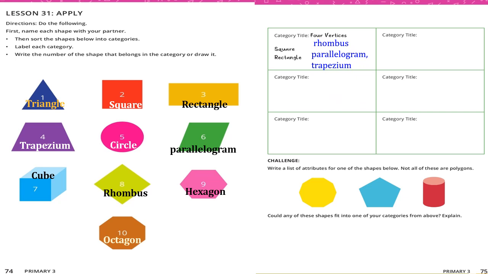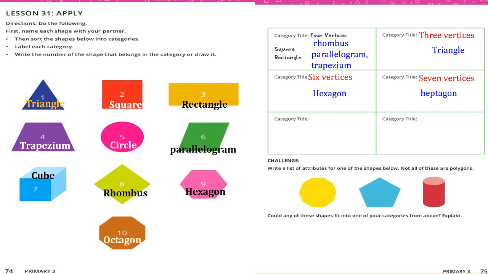Rhombus, parallelogram, and trapezoid. All of them have 4 vertices. The next category is 3 vertices that has triangle. The next category is 6 vertices. It has hexagon. And the next one, 7 vertices. It has heptagon.